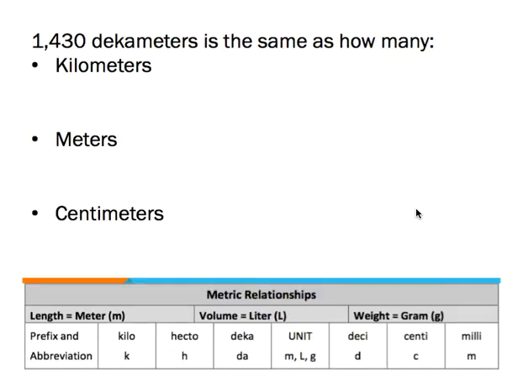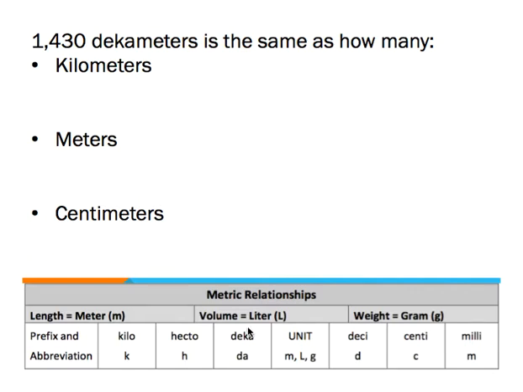So this is a multi-part question. This is a metric question. So it tells us that there are 1,430 decameters, and we want to know how many kilometers that would be, meters, and then centimeters. So the way that you want to think about this is you want to figure out where you're starting, which in our case is going to be at decameters, which is down right here, okay? And you want to see where you're going.